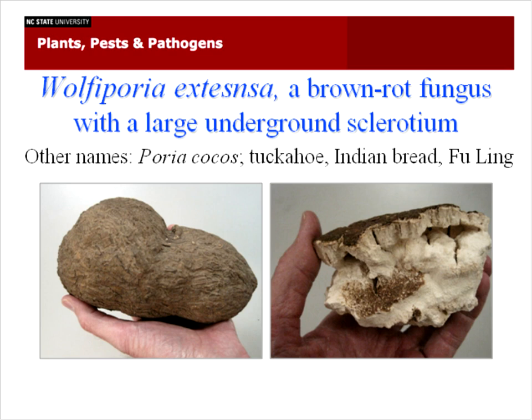The reason it's famous even before Facebook, though, was because of this large underground sclerotium that it forms. You may have heard it under the terms of Tuckahoe or Indian bread, because it was used as a survival food by native tribes. This one you probably wouldn't want to use even if you're very hungry. It's been in our teaching lab for many years. I only learned when I was getting this presentation ready, though, that it's also been used in traditional Chinese medicine, and it's known by the name of Fu Ling.